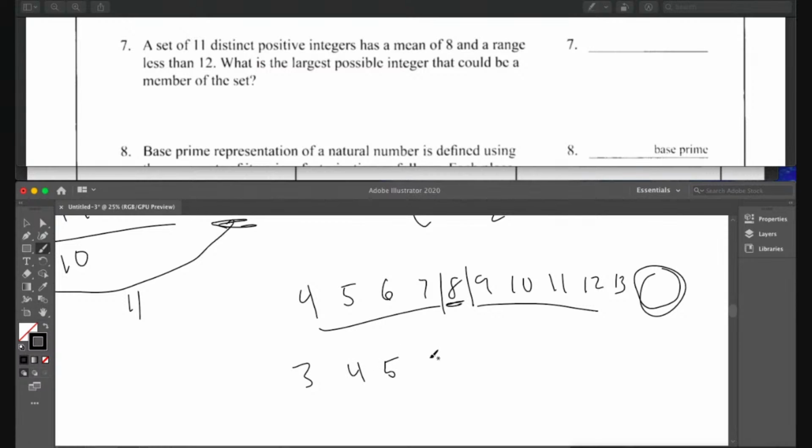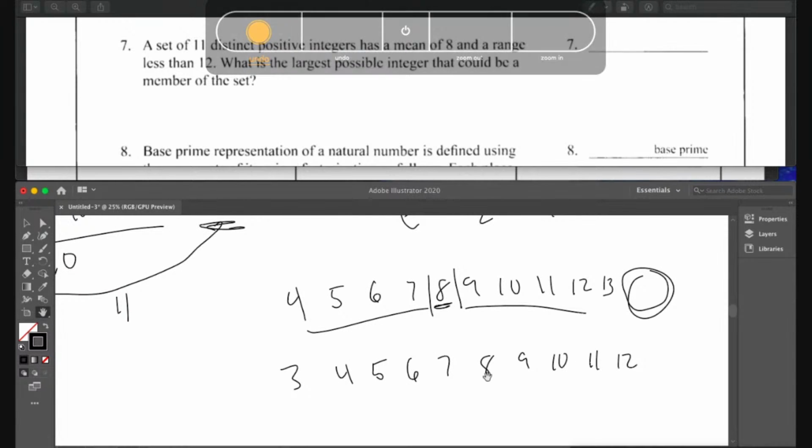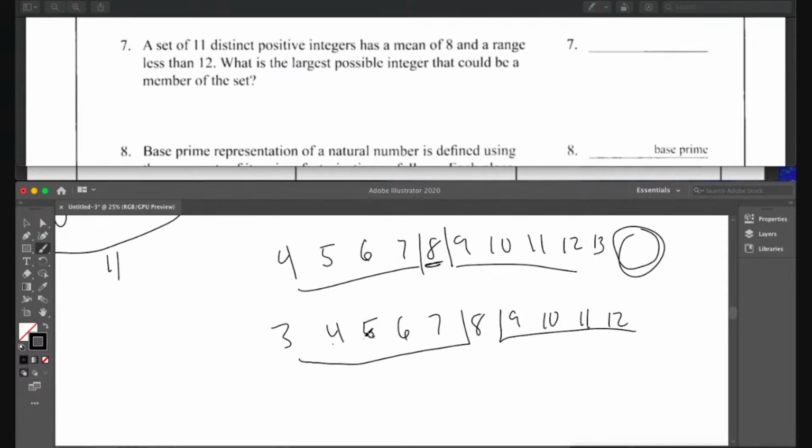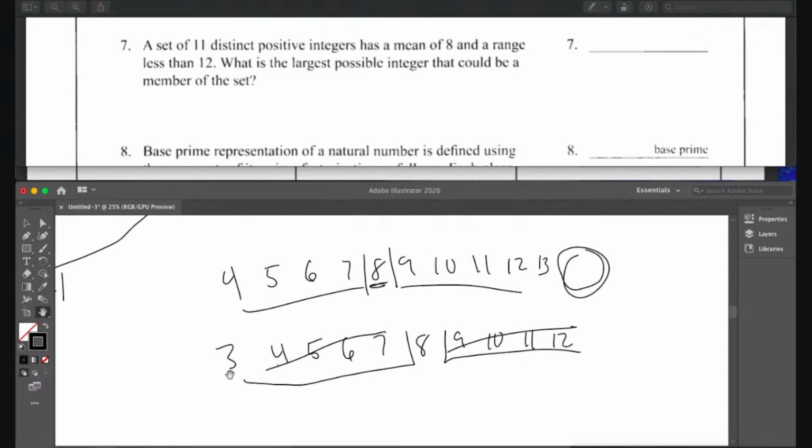So if we have 3, then we have 4, 5, 6, 7, and then 8, 9, 10, 11, 12. Or not 13, sorry, just right here. And then you can see that it's possible to have a mean of 8 now, because all of these would cancel with each other if we're finding the mean, and then we have a small number here and a large number here. So then we could just find what the large number is here by finding the distance the smallest number is to 8. So the smallest number is 5 away from 8. So that means our largest number will have to be 5 away from 8 as well. So then our largest number has to be 13.